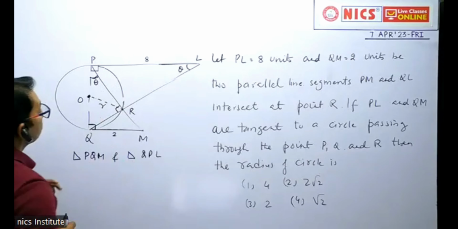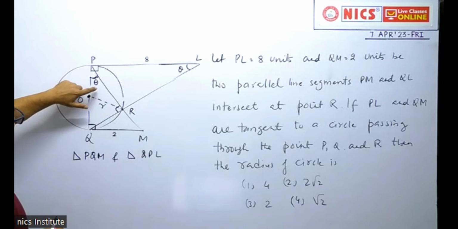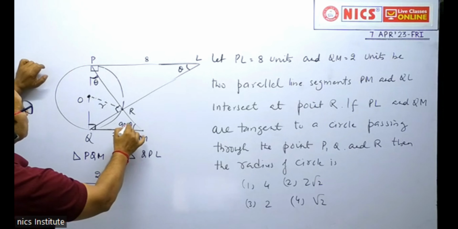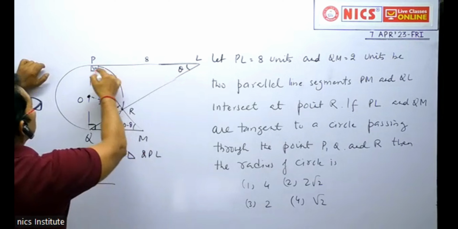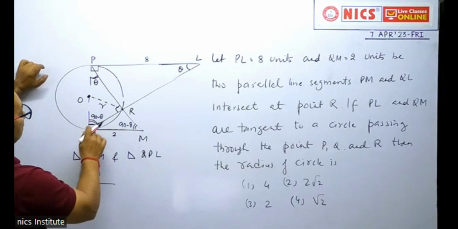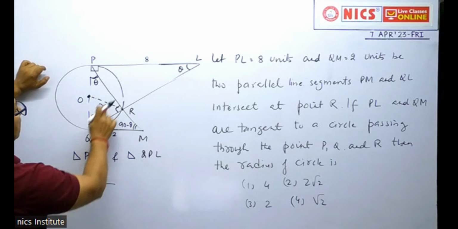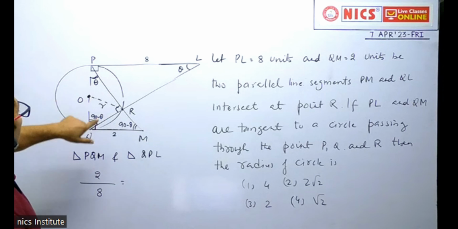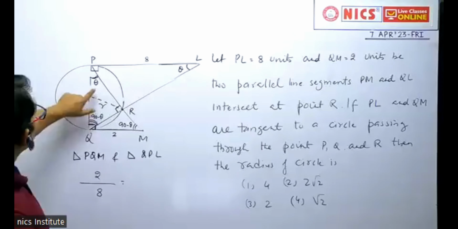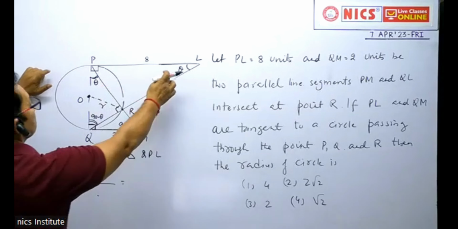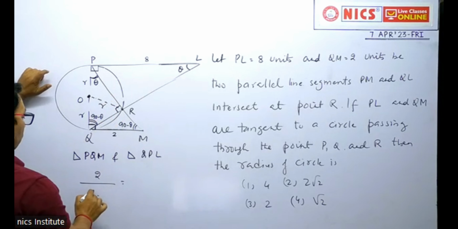When both are similar, I can take the ratio of corresponding sides. In this triangle PQM, the side opposite to theta would be 2, and this angle is 90 minus theta, right? In the other triangle, this is 90 minus theta. So the side opposite to 90 minus theta is 8. In this triangle, the side opposite to theta is 2. And in this triangle, this is theta, this is r, this is also r. This would be 2r.